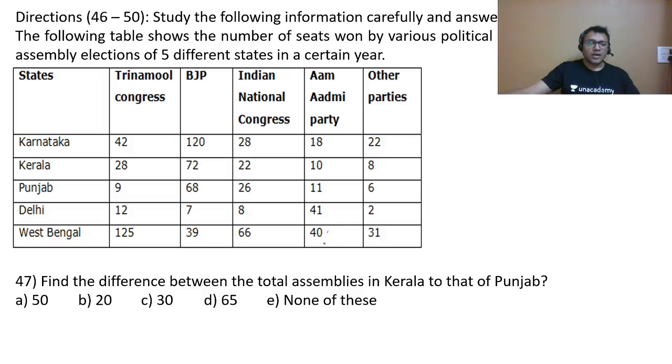Yeah, so you can directly make the difference out here. Kerala and Punjab. So here if you look at Kerala, it is plus 19, plus 4, minus 4. This gets cancelled. Minus 1 plus 2. You can make out the total comes to 20, which will be B option.